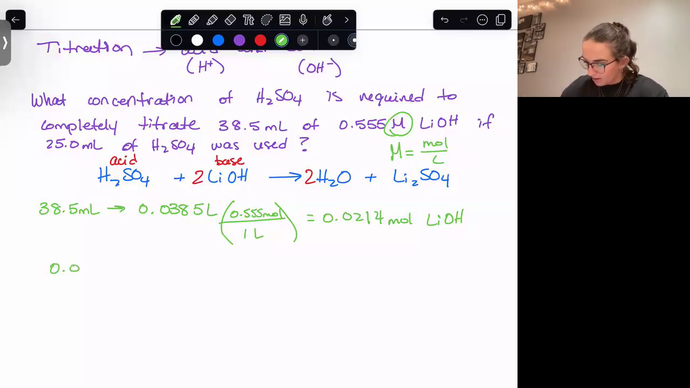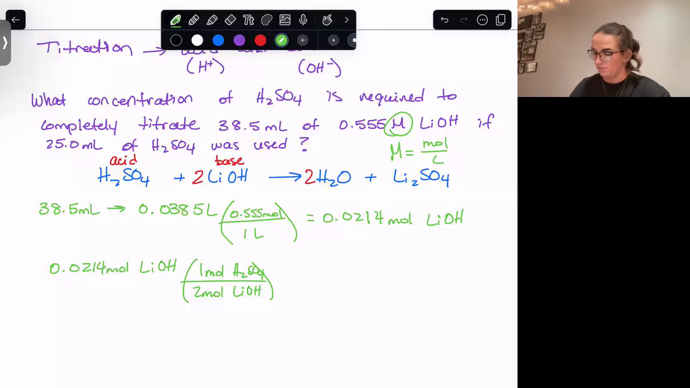So we have 0.0214 moles of lithium hydroxide. And we have a 1-to-2 acid to base ratio. So for every 2 moles lithium hydroxide, we only need 1 mole of H2SO4. So this means that we only need 0.0107 moles of sulfuric acid.